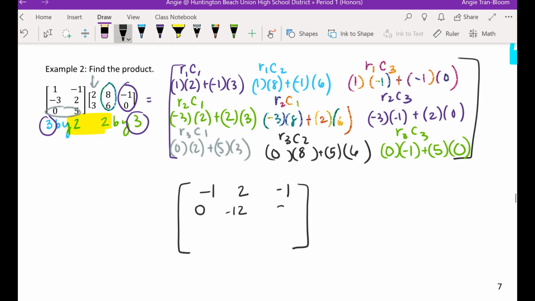Positive 3 plus 0 is positive 3. 0 plus 15 is 15. 0 plus 30 is 30. And 0 plus 0 is 0. So your final answer is that.